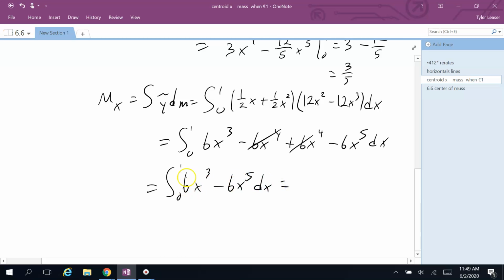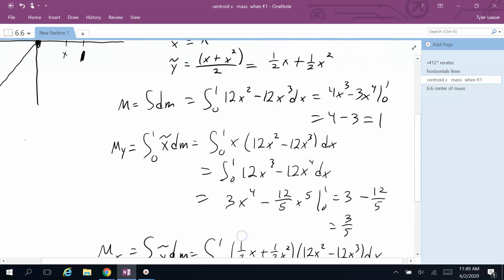Antiderivatives now. This 3 is going to raise up to 4 and we'll divide. 6 divided by 4 is 3/2. Here the 5 is going to raise up to 6 and divide, which will cancel with the 6 in front, so that's just x to the 6th. This is from 0 to 1. If I plug 1 in here, I just get the coefficient 3/2. Plugging 1 into the other, we get the coefficient 1. Plugging 0 in does nothing. 3/2 minus 1 is just 1/2.